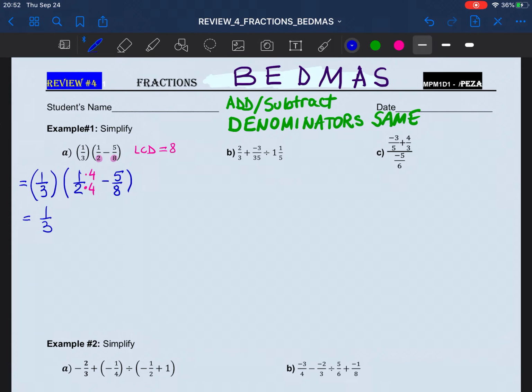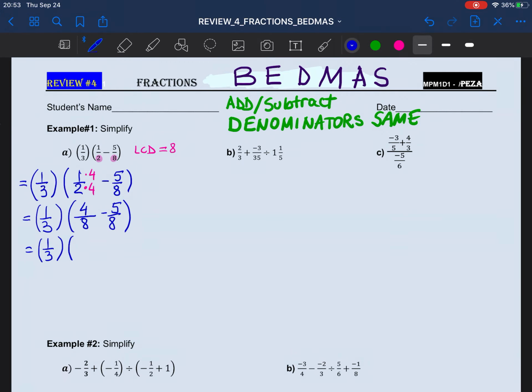Moving on, we have 1 over 3, still there. And then we simplify the fraction here. That would become 1 times 4, which is 4, divided by 2 times 4, which is 8. And then minus 5 over 8. So again, 1 over 3. And now we are going to subtract fractions.